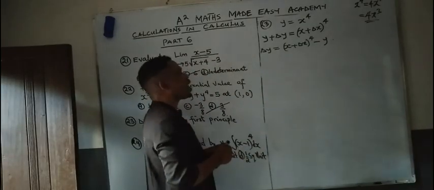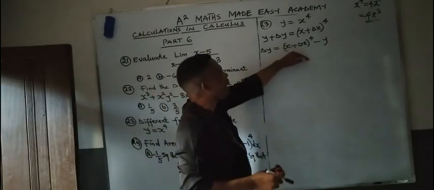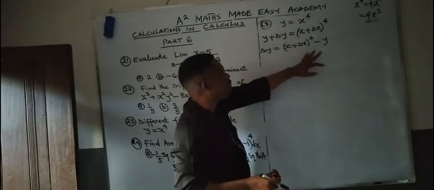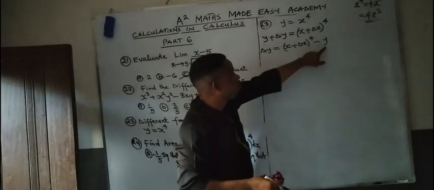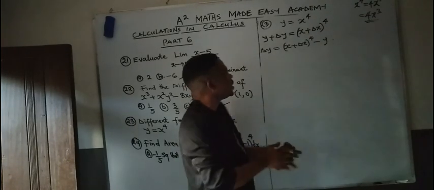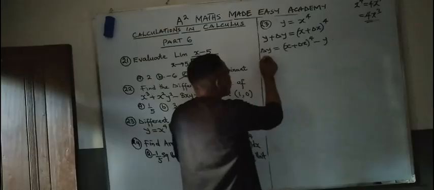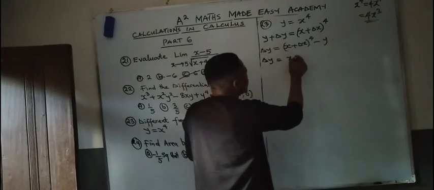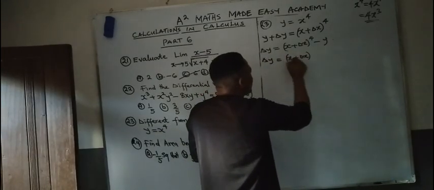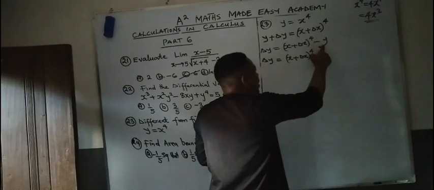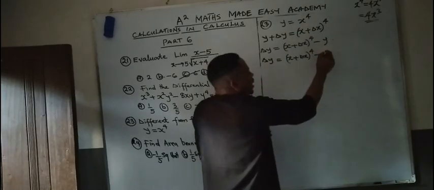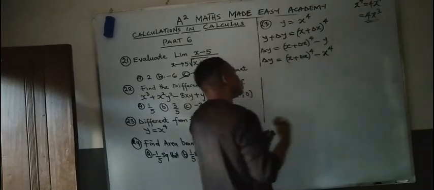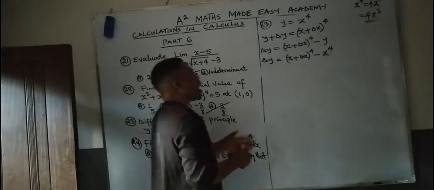Now, what do you think will happen again? I want to expand (x + dx)^4 first and substitute for y, because y is already given. Let's substitute for y first. dy is now equal to (x + dx)^4 minus y. What is the value of y? Look at it: x raised to power what? 4. Do you understand?